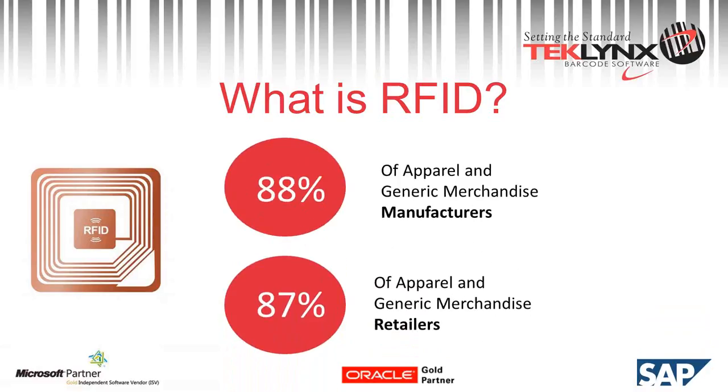And just to see some concrete numbers in regards to that, in a recent survey done by GS1 US, the Global Standards Organization, they polled both manufacturers and retailers of apparel and general merchandise products. In that poll, they asked, basically similar to what we just saw, do you have any plans to implement RFID currently or sometime in the next few months or even years? Of the poll respondents in manufacturing, 88% said that they had plans to implement RFID within the next 2 years. Likewise, in retailers, 87% said they had plans to implement it within the next 2 years.